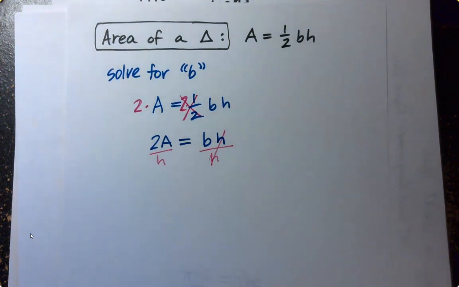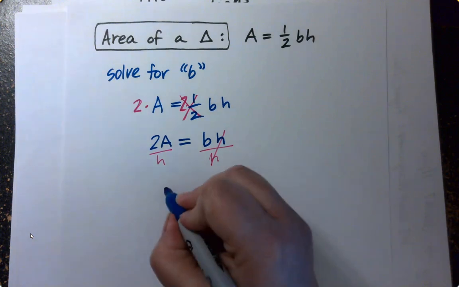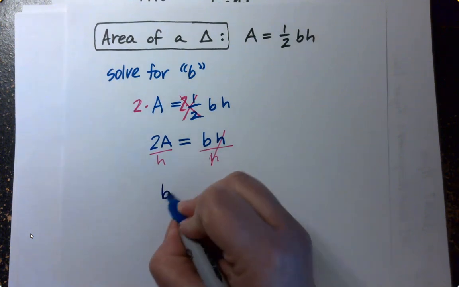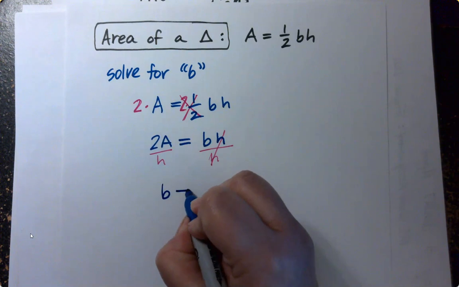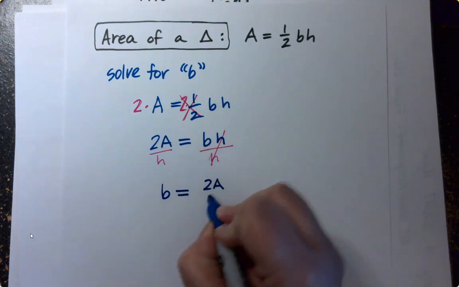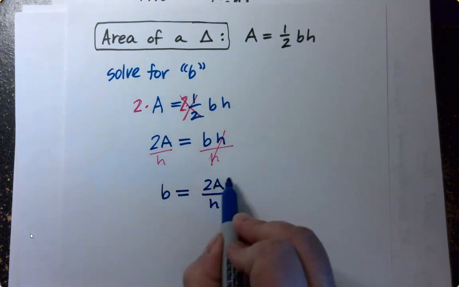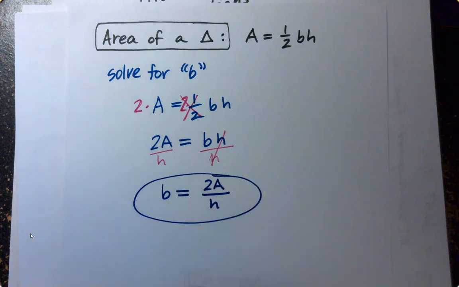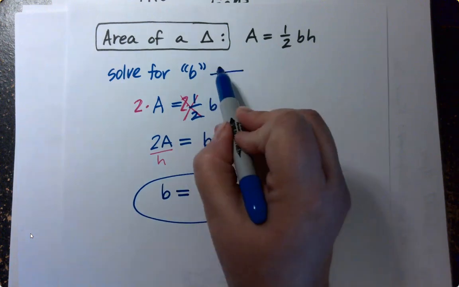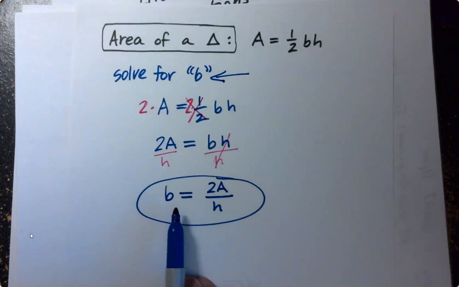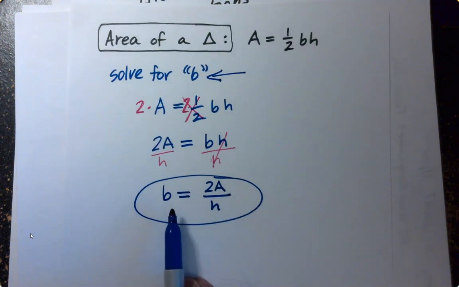Now B is alone, and so we usually like to write the one that's alone on the left-hand side. So I'm just going to turn this around and say B is equal to 2 times A all over H. And that's my final answer. That's as far as I need to go with this. I'm not going to get a numerical answer. I'm just trying to get whatever it asked me to solve for alone on one side. And so that's how you know when you're done, is when you've managed that.